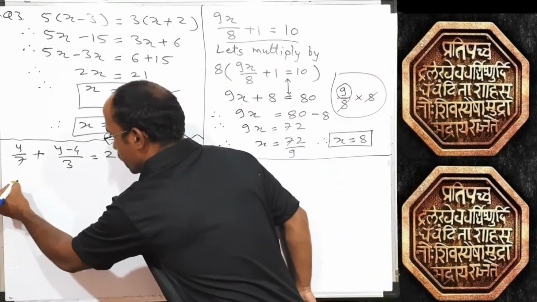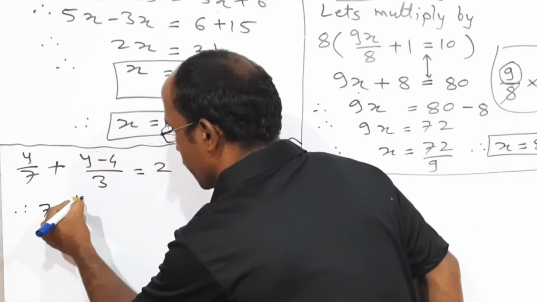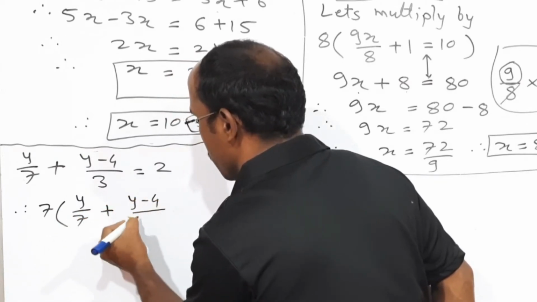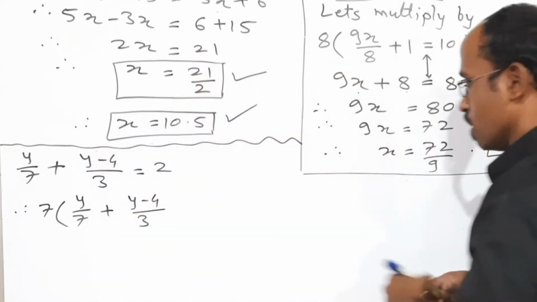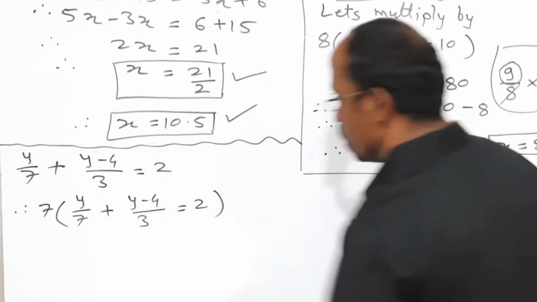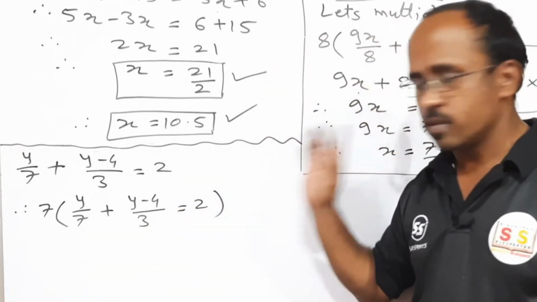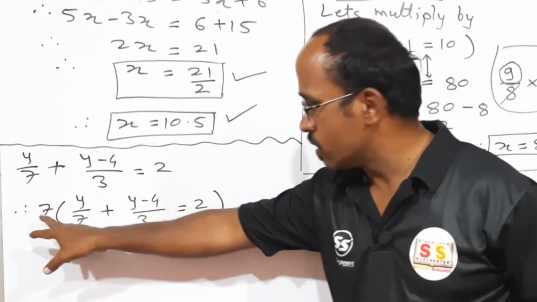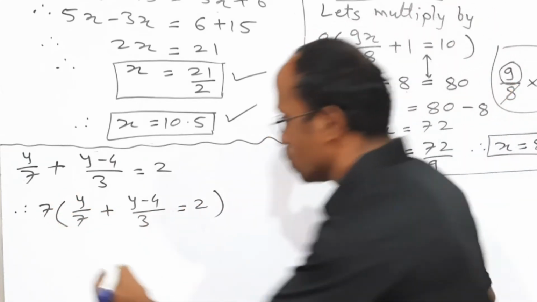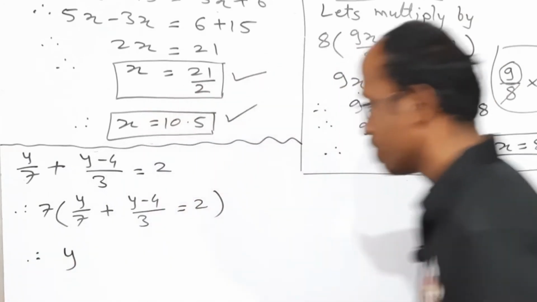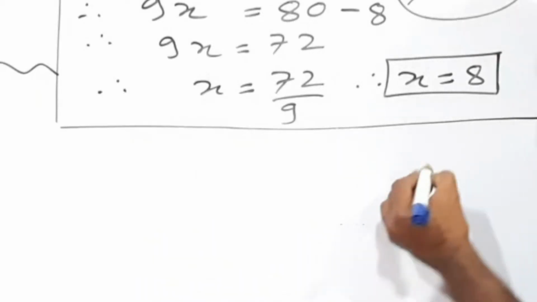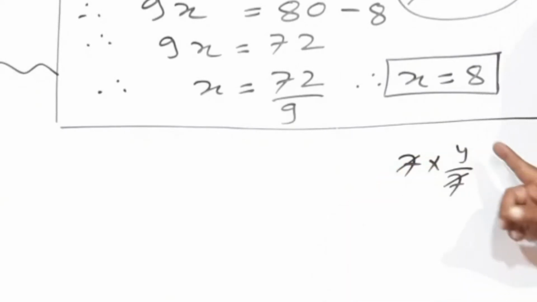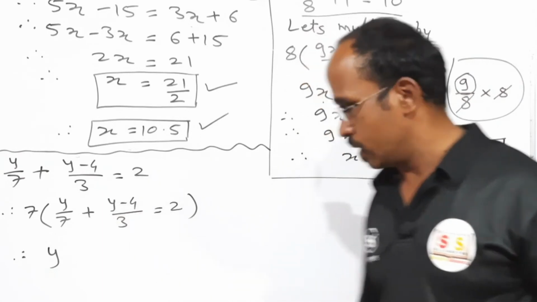By multiplying by 7, it will be 7 multiplied by, in the bracket, y upon 7 plus y minus 4 upon 3, which is equal to 2. Means all three terms we have to multiply by 7. 7 multiplied by y upon 7, 7 will cut. So here it will remain y. Clear? 7 multiplied by y upon 7, 7 will cut, so only y will remain, which I have written here.